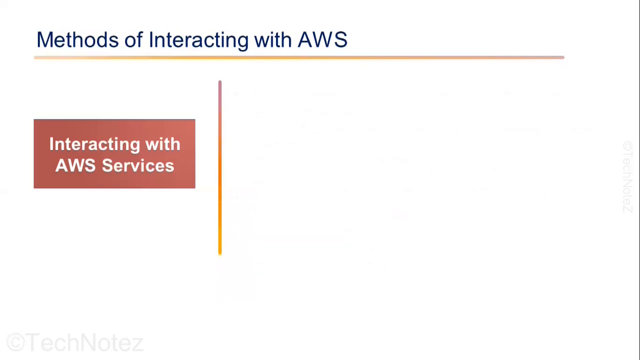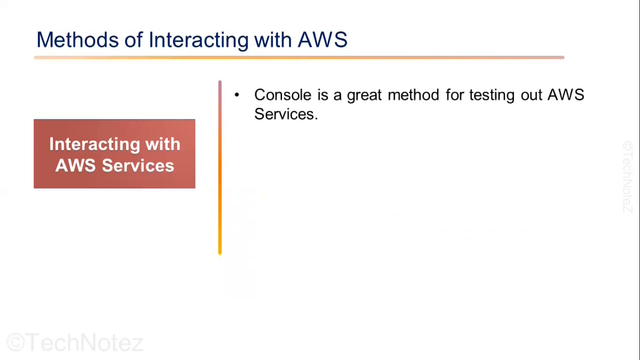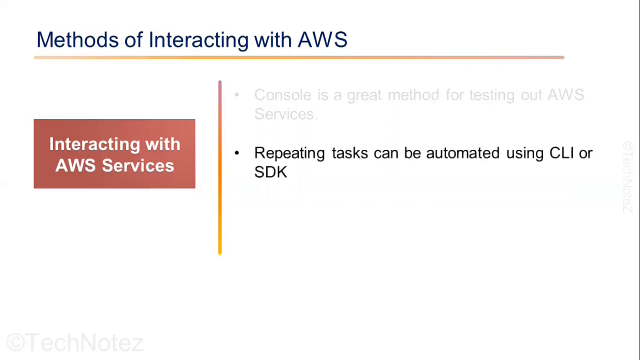Now, let's talk about when you would use one of these approaches versus another. First of all, the console is a great method for accessing the AWS services for the very first time. So, if you want to access a service for the first time, if you want to spin up a virtual server, or maybe you want to test out a new service that AWS just announced, the console is a great way to do this. But for repeated tasks, you might want to use either the CLI or the SDK.